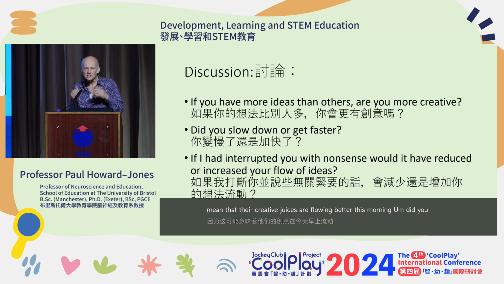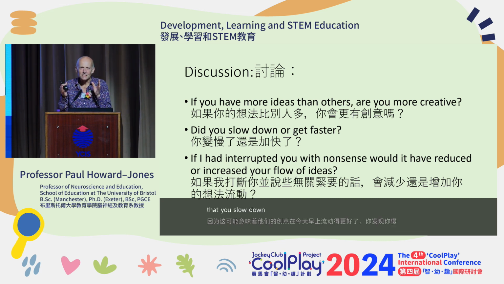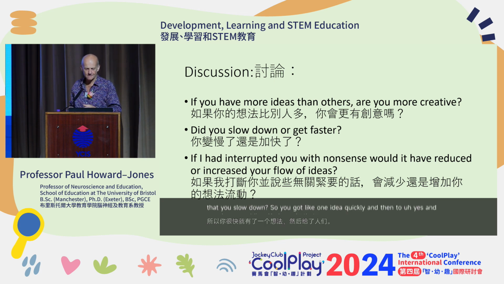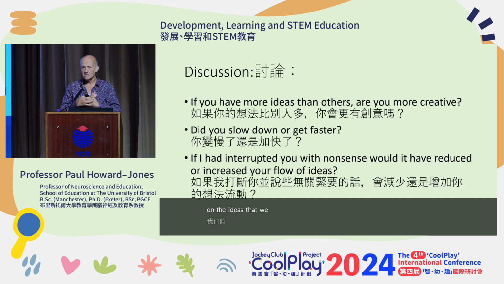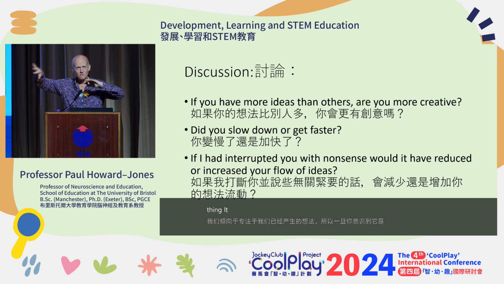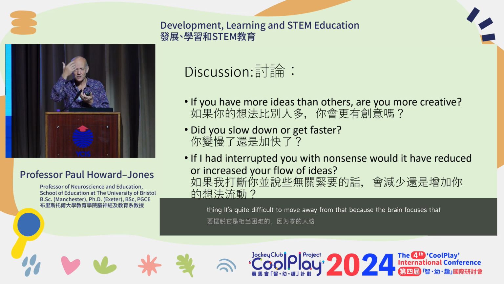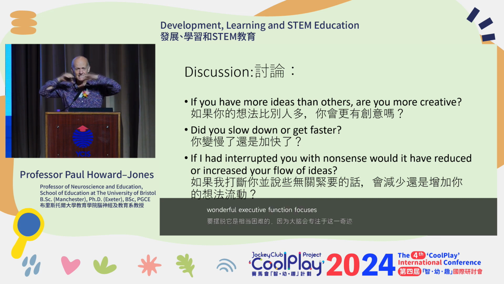Did you find that you slowed down? So you got like 1 idea quickly and then 2, yeah, some people are nodding, yeah. That is what happens. We tend to fixate on the ideas that we've already produced. So once you've recognized it as one thing, it's quite difficult to move away from that because the brain focuses, that wonderful executive function focuses on that idea, and it tends to suppress the brain activity of other possible ideas.